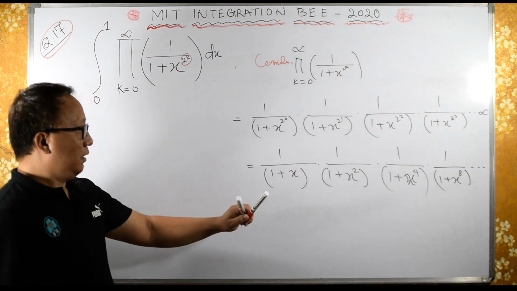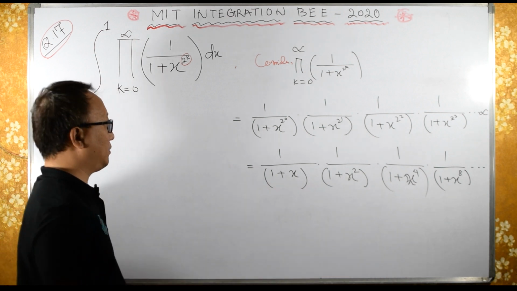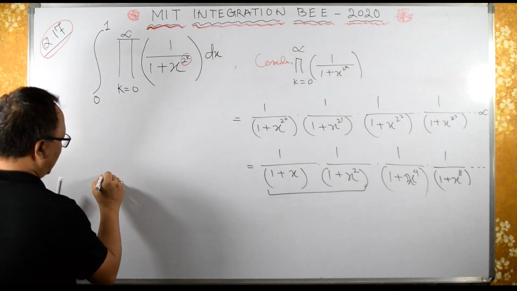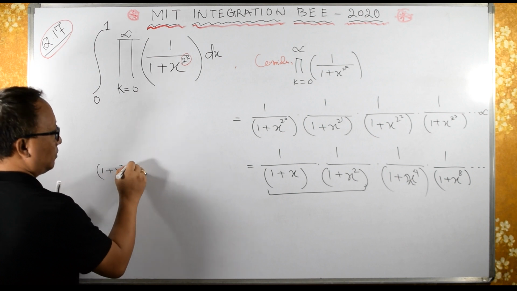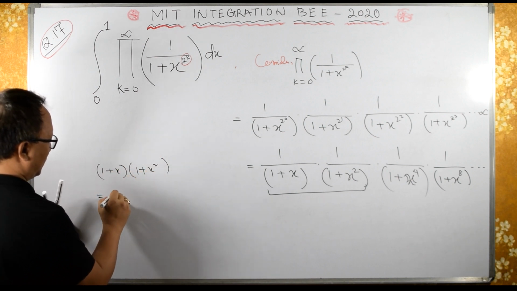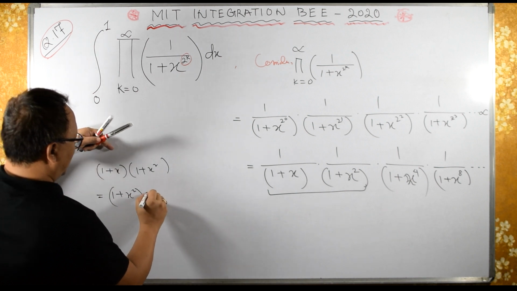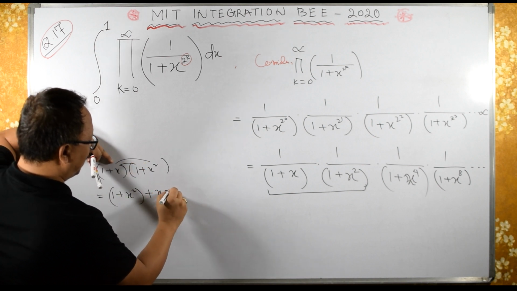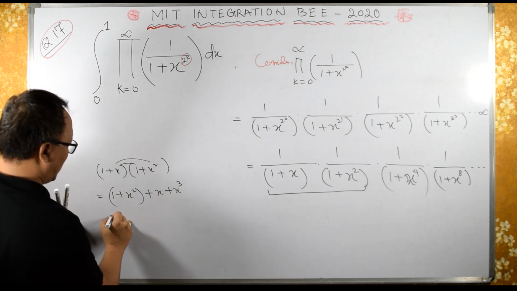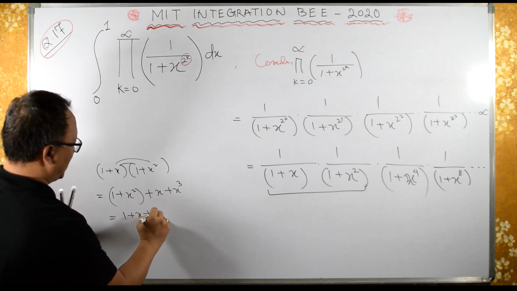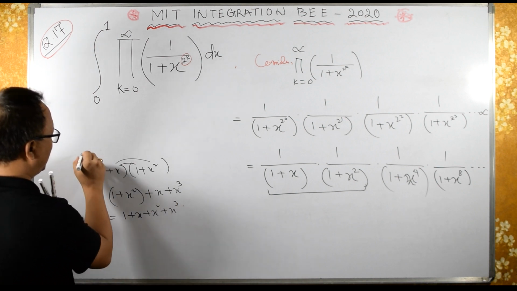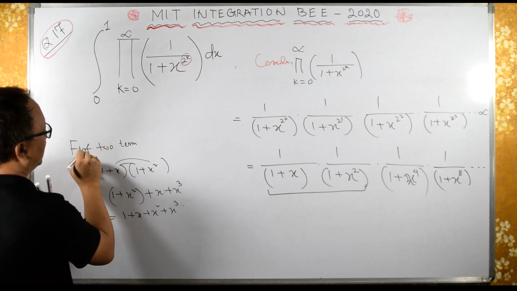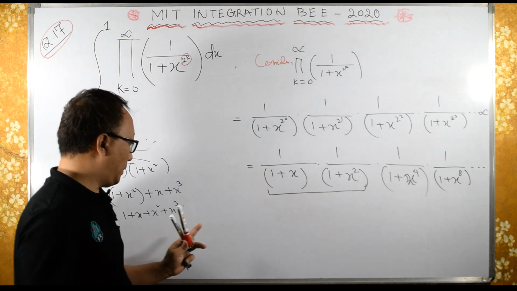Now let's multiply these first two terms and see what happens. If you multiply the first two terms, 1 plus x into 1 plus x square, this is 1 plus x square, and then plus x, this into this and this into this, so x plus x cube. So we have 1 plus x plus x square plus x cube. This is what we get for the first two terms.